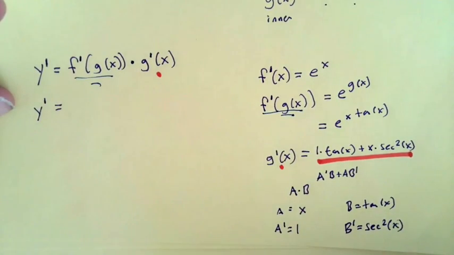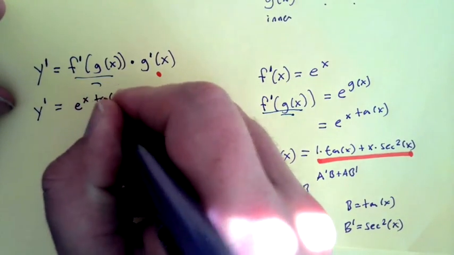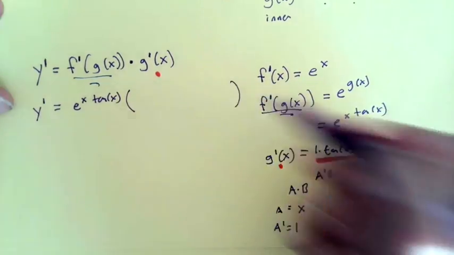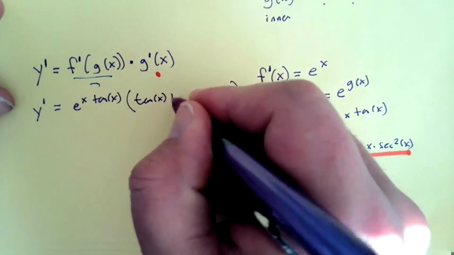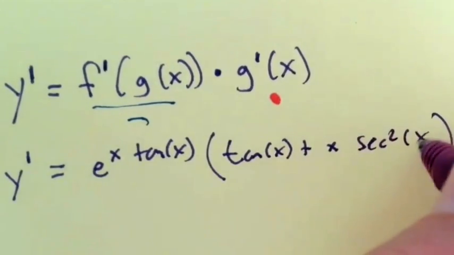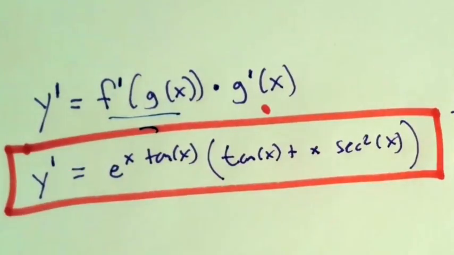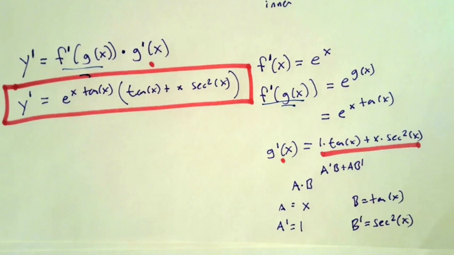So y prime is equal to e to the x tan x, because that was my f prime of g of x piece, times tan x plus x secant squared x. You've got to be careful. This would be my final answer. It's not easy because once I start taking the derivative, I then run into a situation where I have to take the derivative again using a different rule.